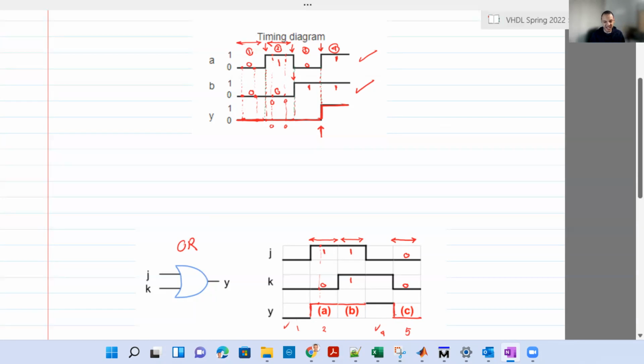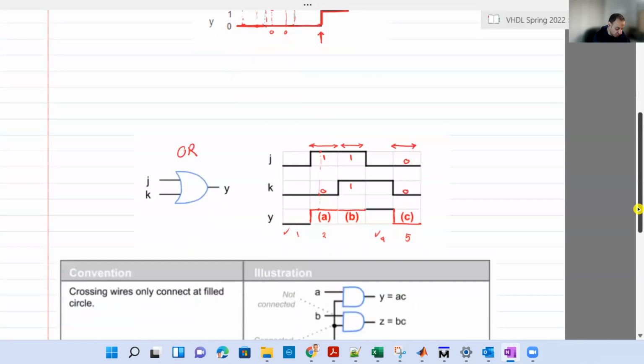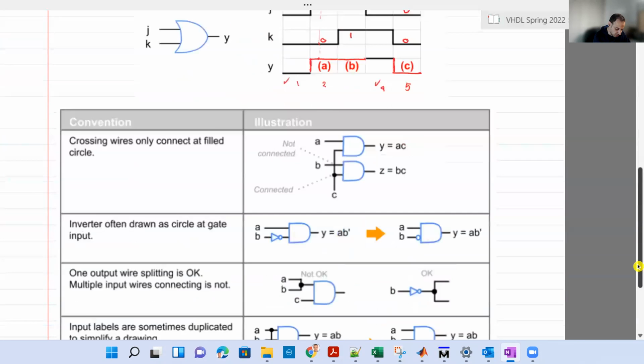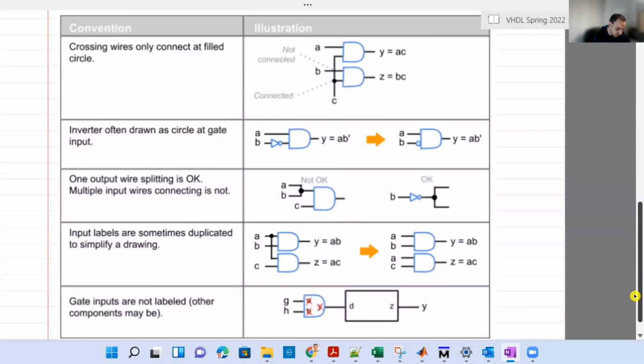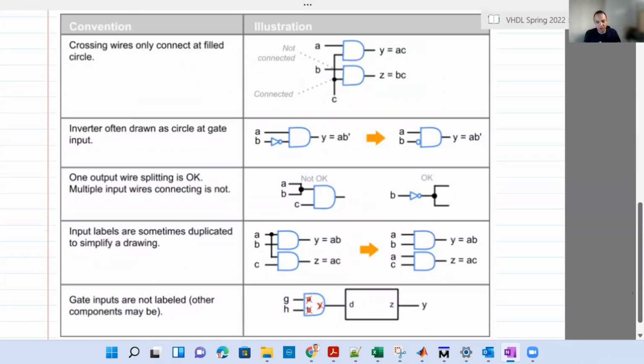Okay, guys, that's basically the timing diagram with two simple examples. Let's now explore the circuit conventions, basically how to draw a correct circuit in our course.